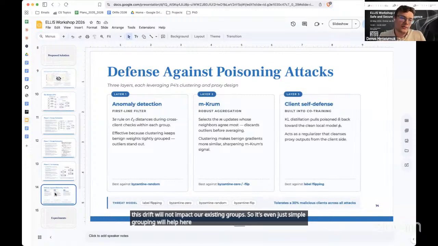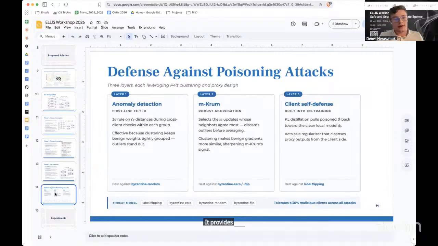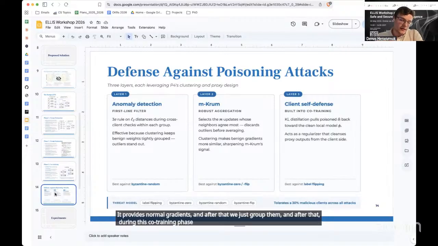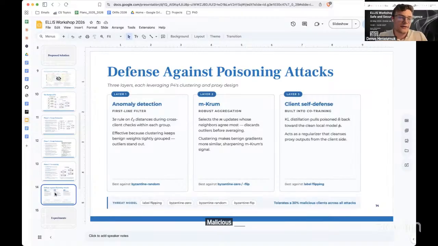But in terms of anomaly detection, here we assume that, for example, an attacker firstly, before grouping, provides normal gradients, and after that we group them, and after that during this co-training phase, we get this malicious model poisoning attack. So anomaly detection helps us now to filter out these malicious gradients.